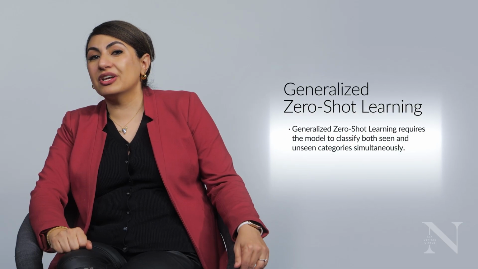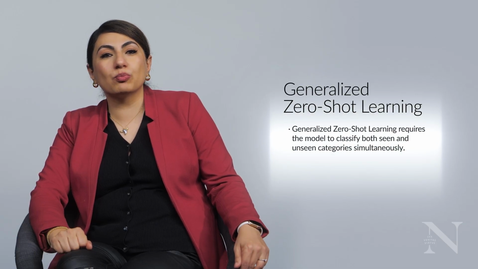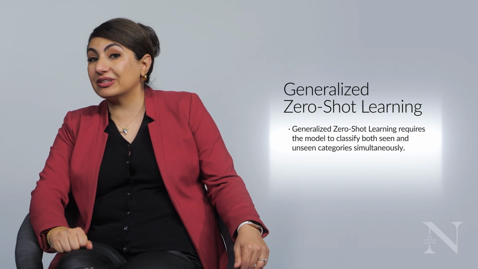However, traditional zero-shot learning is highly idealistic because it assumes that the model only has to classify unseen categories. In the real world, AI systems must identify both seen and unseen categories at the same time, which brings us to the concept of generalized zero-shot learning. Unlike zero-shot learning, which tests the model only on unseen classes, generalized zero-shot learning requires the model to classify both seen and unseen categories simultaneously.